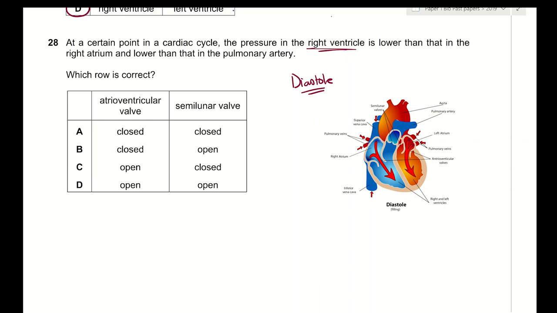If the pressure in the right ventricle is lower than the atrium, this means that the atrium has a higher pressure. And the valve that's between the ventricle and the atrium is the atrioventricular valve, right here. And if the atrium has greater pressure, this means it's able to push the valve open. Therefore, the atrioventricular valve must be open. Now, for the semilunar valve, here it says the pressure in the right ventricle is low. Therefore, it's unable to push the semilunar valve open. Therefore, it remains closed, and the answer is going to be C.